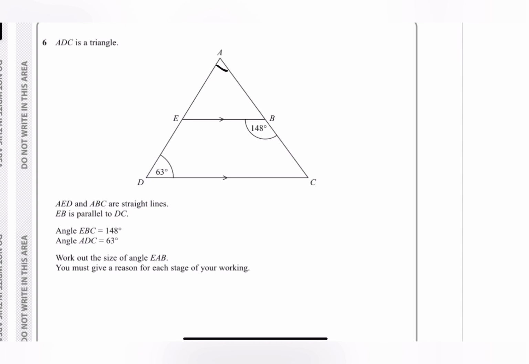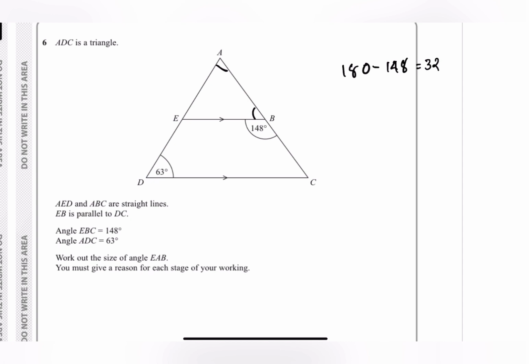This is relatively easy. You have to just apply all the theorems you learned about angles: corresponding angles are equal, allied angles or co-interior angles add up to 180, angles on a straight line add up to 180, and angles in a triangle also add up to 180. And you also know the exterior angle of a triangle is equal to the sum of the opposite interior angles. So what you can do first is find EAB. Is EAB given? No, but you can find it because the exterior angle is 180 minus 148. So you will get 32 here, right?